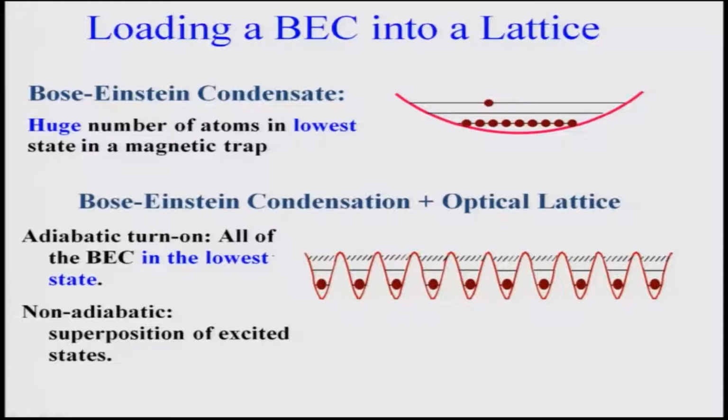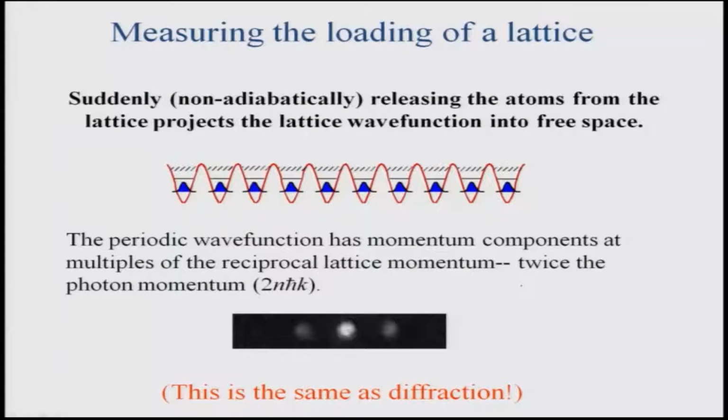So it is an adiabatically cooled condition, or an adiabatic turn-on condition. It could be non-adiabatic, where the superposition of excited states is also involved, and that is how the states could be put together. Those loaded states can then be looked at by suddenly, non-adiabatically releasing the atoms from the lattice, which projects the lattice wave function into free space.